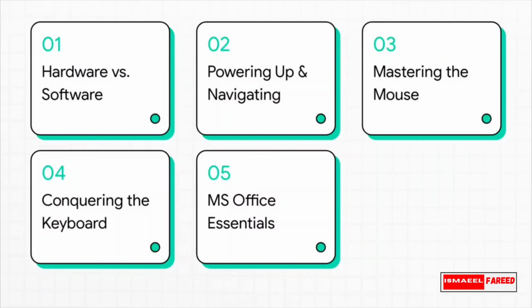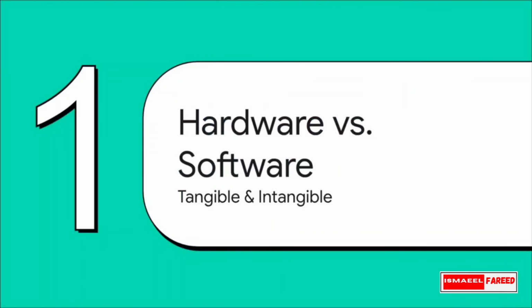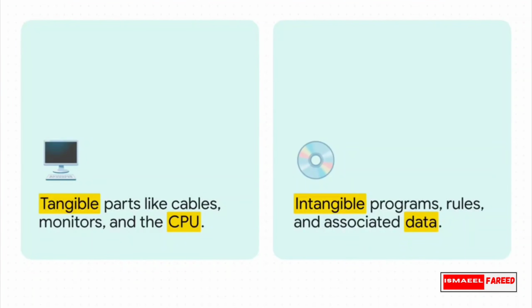Here's our roadmap for today. We'll start with hardware versus software, then move on to powering up and navigating. After that, we've got mastering the mouse, conquering the keyboard, and finally, we'll wrap up with Microsoft Office Essentials. All right, kicking things off with Section 1, hardware versus software, tangible and intangible.